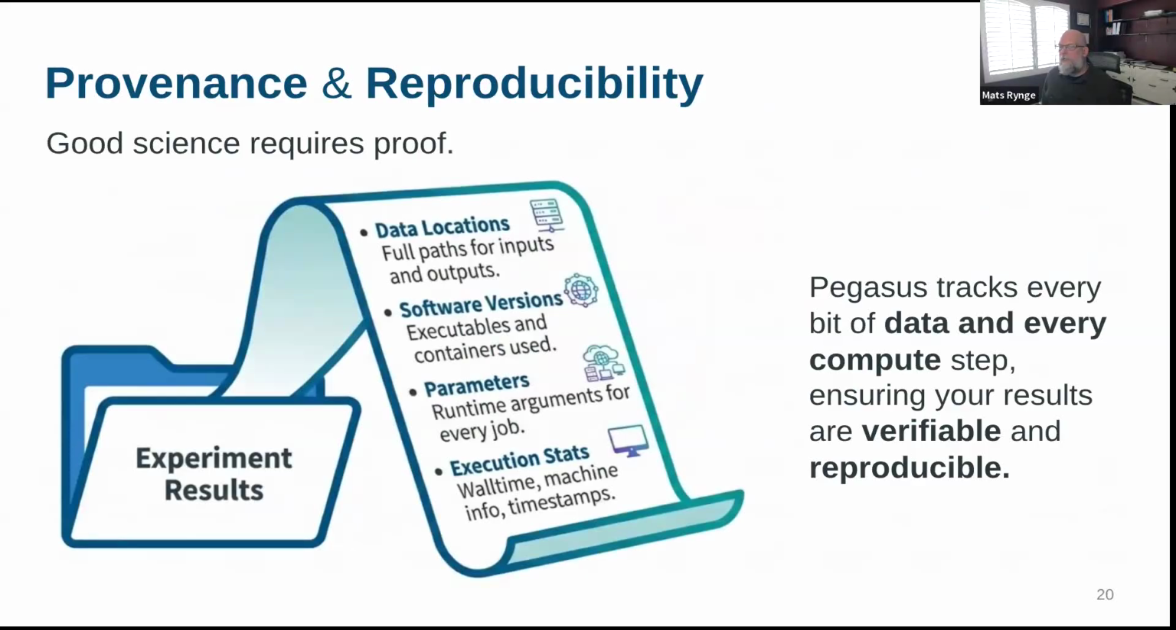We talked about provenance already, but some of the things that go into that provenance database: data locations, software versions, parameters used, and execution statistics. So at the end, you basically get this whole proof of where the computation happened, how it performed, and so this again can be really important when it comes to reproducibility and making sure that the code ran as you wanted it to.